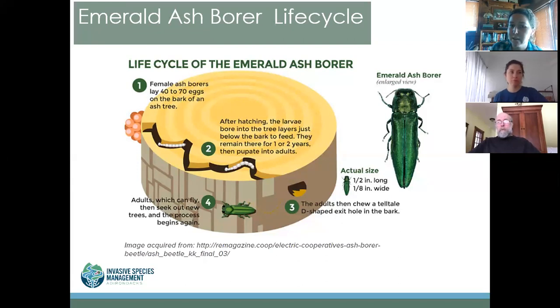After those eggs hatch, the larvae will burrow into the tree and remain just below the bark, feeding on the vascular tissue, the xylem or the phloem of the tree. And that's that action of eating through the vascular tissues that cuts off the tree's ability to transport nutrients up and down between the leaves and the roots. These larvae will remain under the bark feeding for 1 to 2 years before they pupate into adults. The adults will then chew the telltale D-shaped exit holes in the exterior of the bark, and the adults will fly off to begin the process anew.